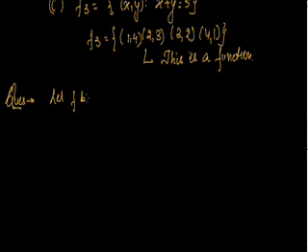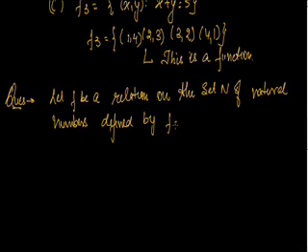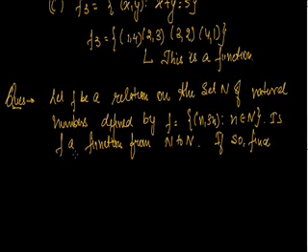Let f be a relation on the set N of natural numbers defined by f equal to (n, 3n), where n belongs to natural numbers. Is f a function from N to N? If so, find the range of f. We have to find the range of f.